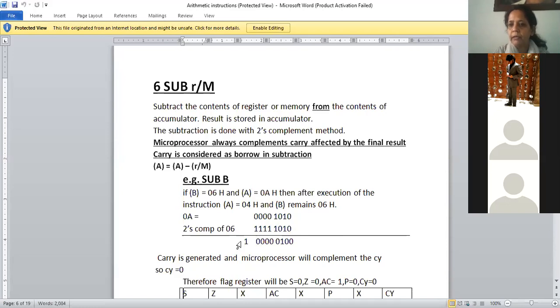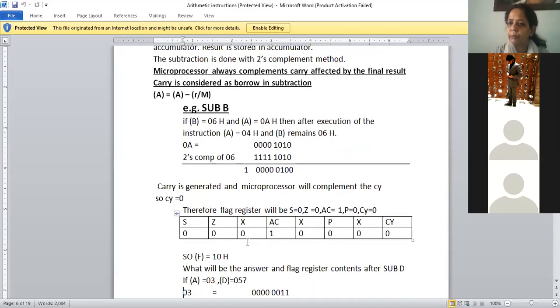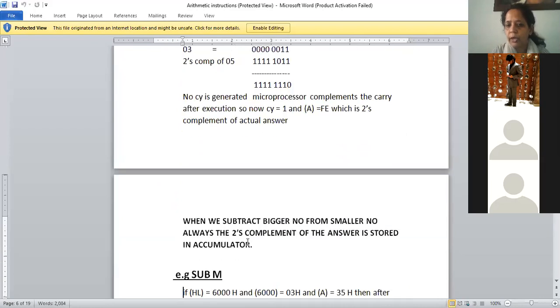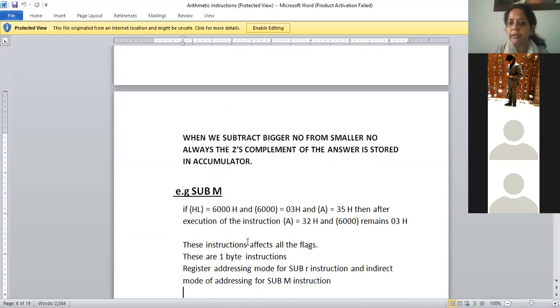The microprocessor automatically complements the carry. If the carry is there, it will make it 0. If the carry is not there, it will make it 1. So 1 in the carry position means there is a borrow.